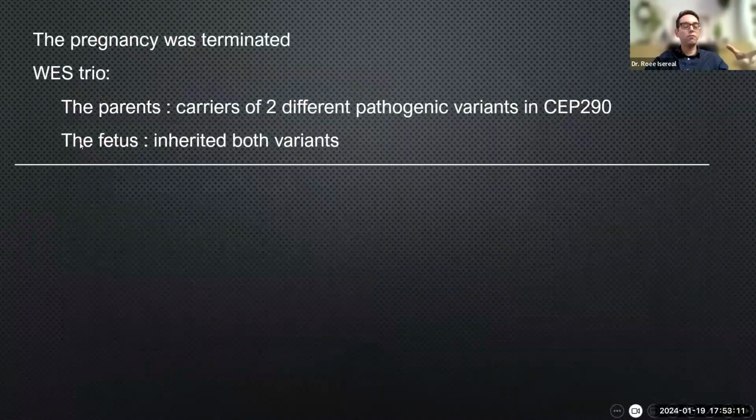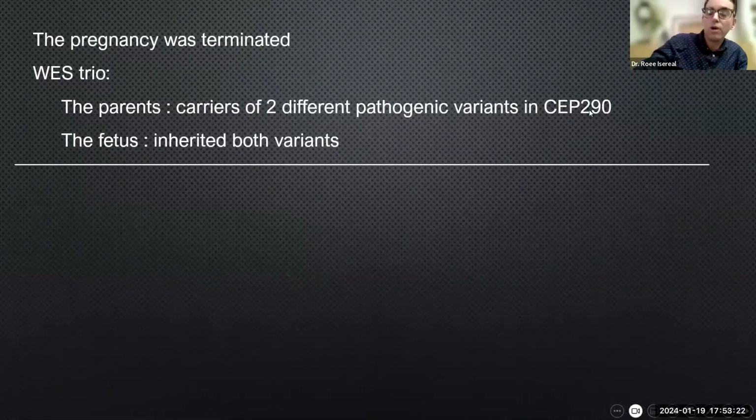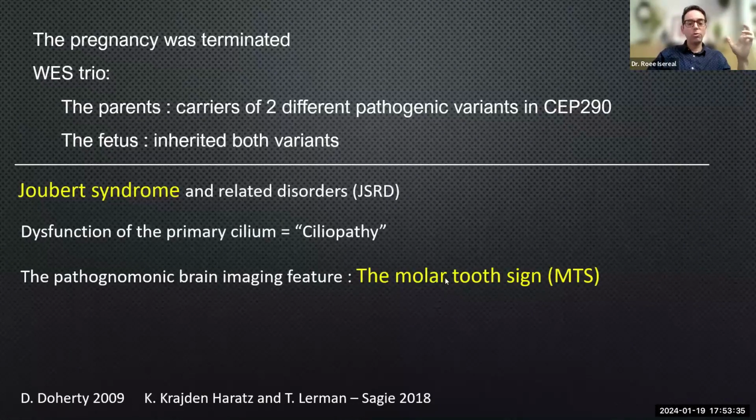They performed a termination of pregnancy. They performed a trio exome sequencing, and they found that both parents are carriers of two different pathogenic variants in CEP290, which is one of the known ciliopathy-causing genes for Joubert syndrome, and that was the diagnosis. It is an autosomal recessive disease, as you all know, and the main problem is the dysfunction of the primary cilium. And the pathognomonic imaging feature is the molar tooth sign, as I showed you, and you will hear a lot more about this from the following speakers.